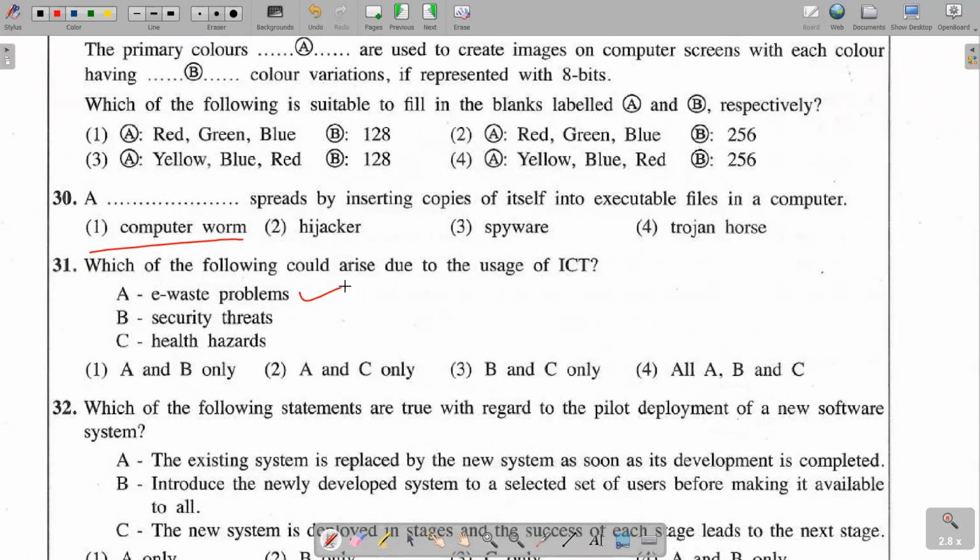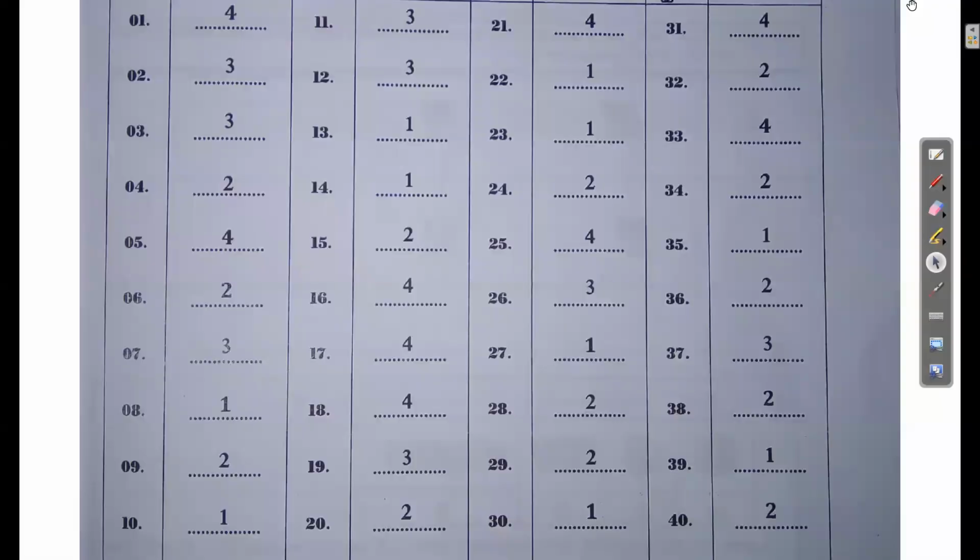E-waste problems can be there, because having ICT means that people are purchasing electronic devices to experience it. So yes, the e-waste problem can be there. Security threats, of course. Health hazards, again, they can be taken as yes. Hold on, let me check, because I need to be sure about the term. Yes, they can be. So everything can be taken. All A, B, C. 31st, your answer is 4.